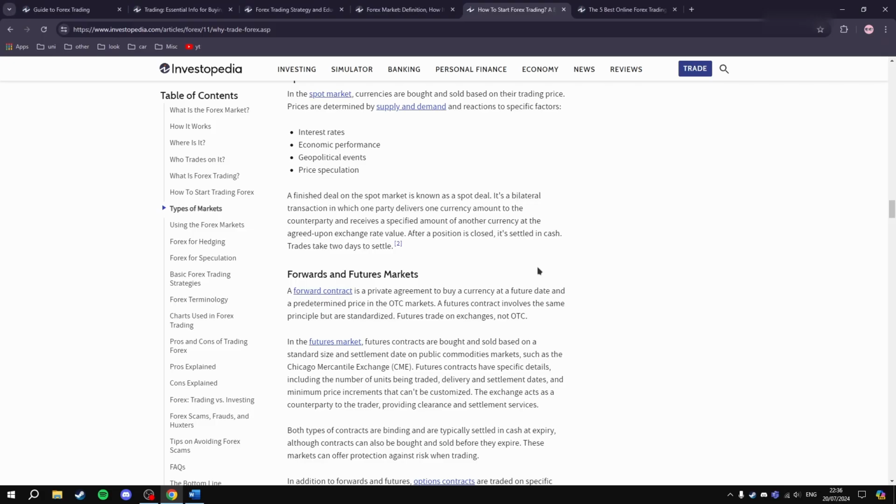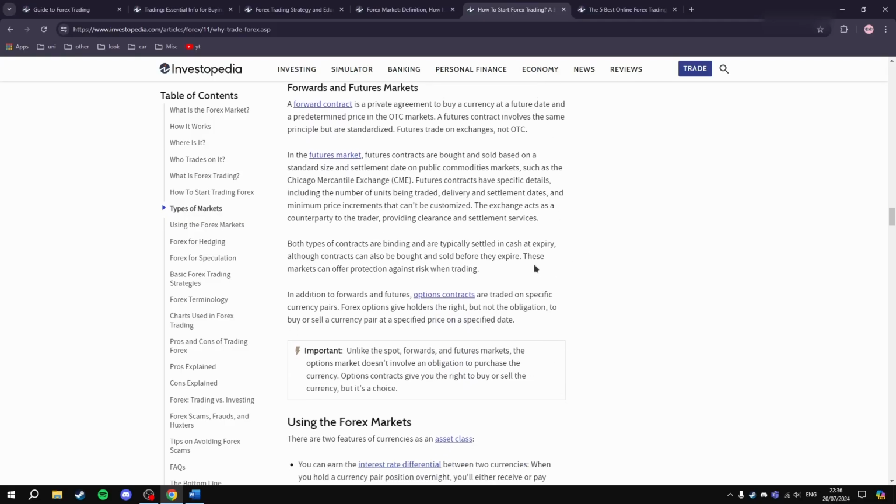A finished deal on the spot market is known as a spot deal. It is a bilateral transaction in which one party delivers one currency amount to the counterparty and receives a specific amount of another currency at the agreed upon exchange rate value. After a position is closed, it's settled in cash. Trades take 2 days to settle.